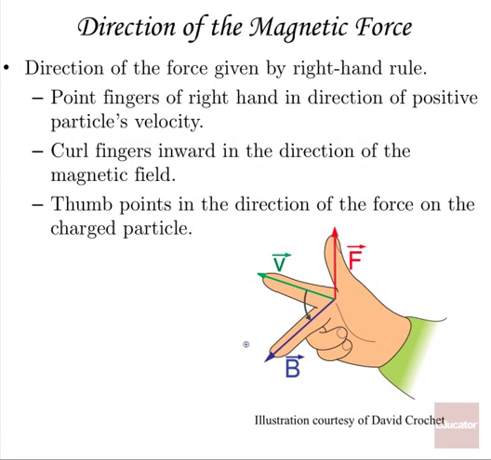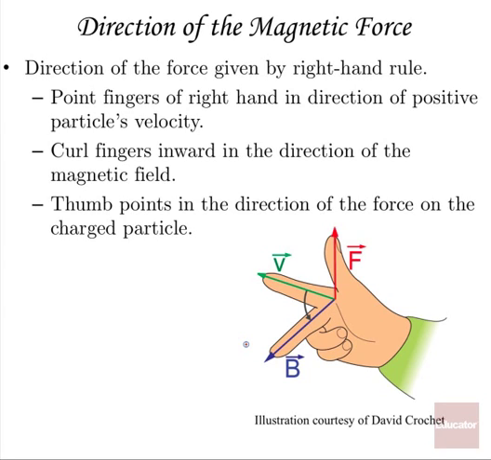Here's how that works. Point the fingers of your right hand in the direction of the positive particle's velocity. If it's a positive particle, use your right hand. Point your fingers in the direction of its velocity. If it's moving this way, your fingers go in that direction. Then bend your fingers inward in the direction of the magnetic field.